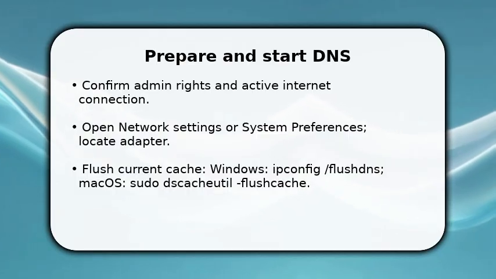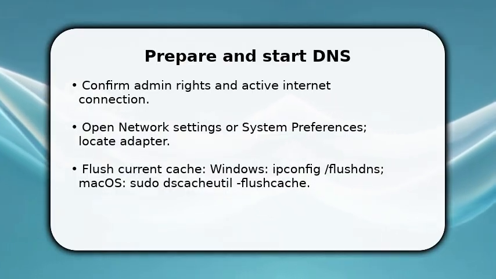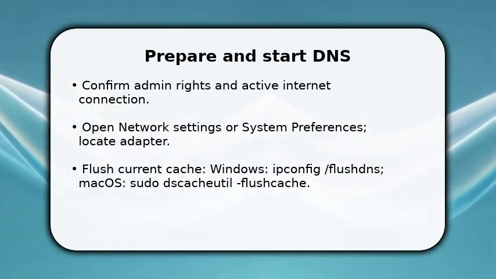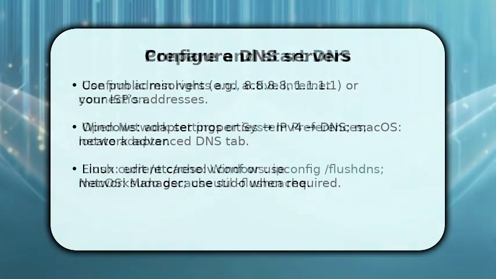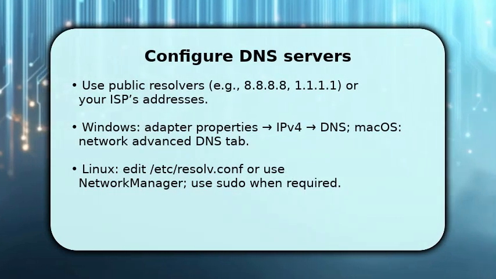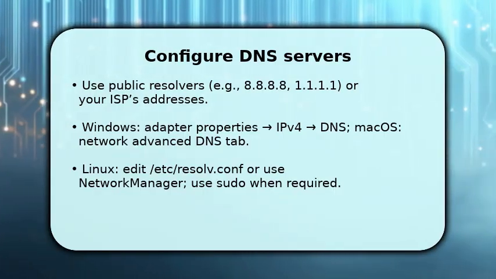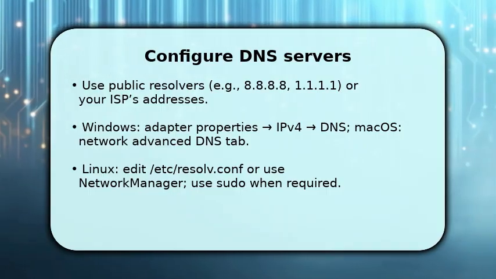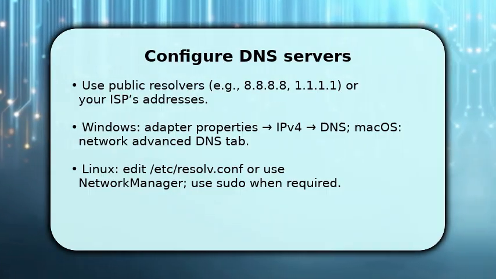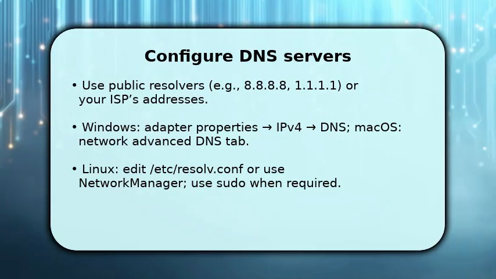After flushing, make sure your adapter is enabled, and note whether it uses DHCP or static configuration. You now set concrete DNS servers. If you want speed and reliability, enter a public resolver like 8.8.8.8 or 1.1.1.1, otherwise use your ISP's addresses.